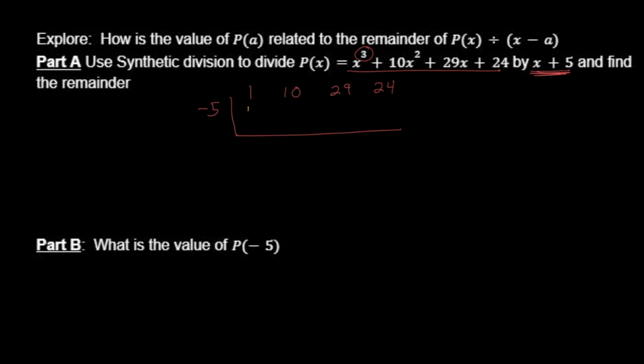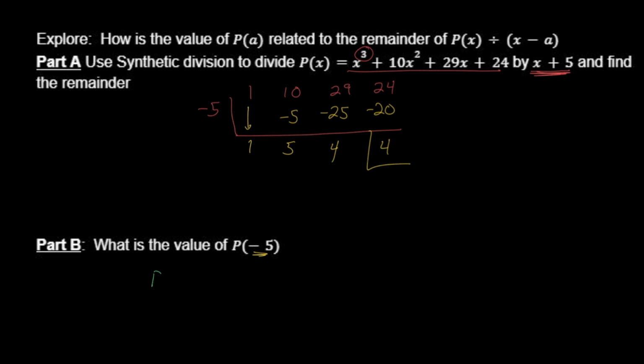To get it started, we'll drop a 1 down. Then we'll repeat the process, multiplying, adding, multiplying, adding. So negative 5 times 1 is negative 5. 10 plus negative 5 is 5. Then negative 5 times 5 is negative 25. And then adding, we get positive 4. Then finally, negative 5 times 4 is negative 20. And if we add this one last time, 24 plus negative 20 is 4. Our remainder is 4.